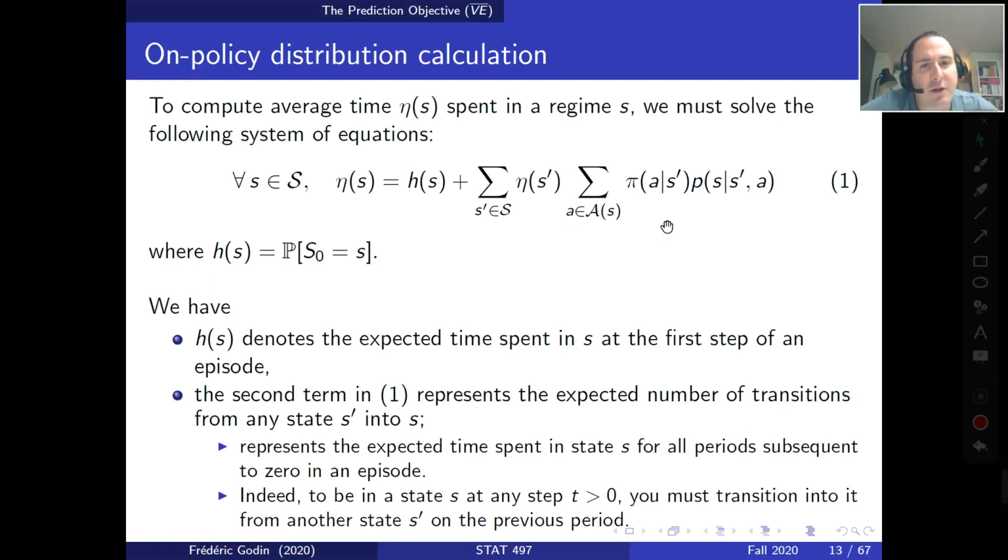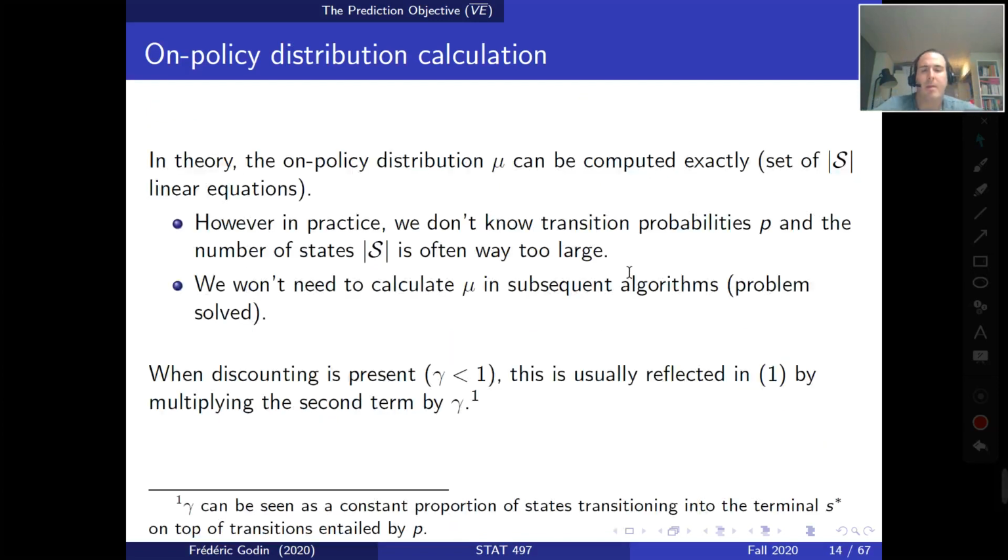So probably the gamma is here because it would multiply transition probabilities by gamma, because we assume that 1 minus gamma of the transition probability goes to some terminal state. So I'm pretty sure here the gamma should be here for continuing discounted tasks.